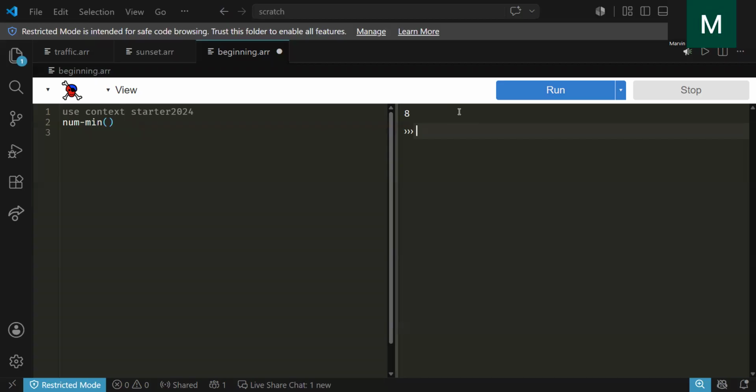Okay. Can you try one more example? Yes. Okay, I got it. So it tells us which is the smallest. Exactly. Yeah. So the MIN actually stands for minimum. It gives you the minimum number. Number minimum. Okay. Yeah. Okay, very good.